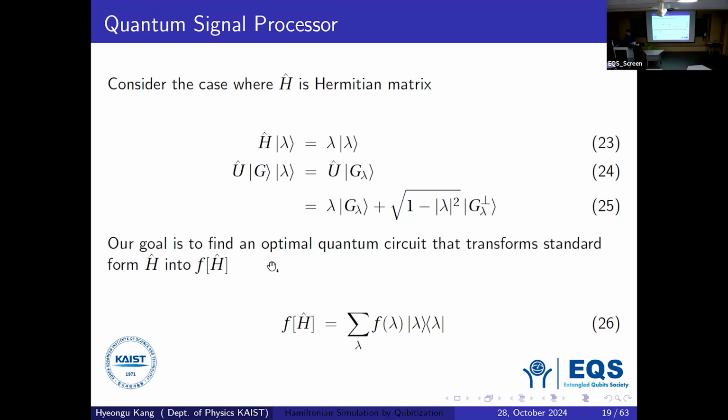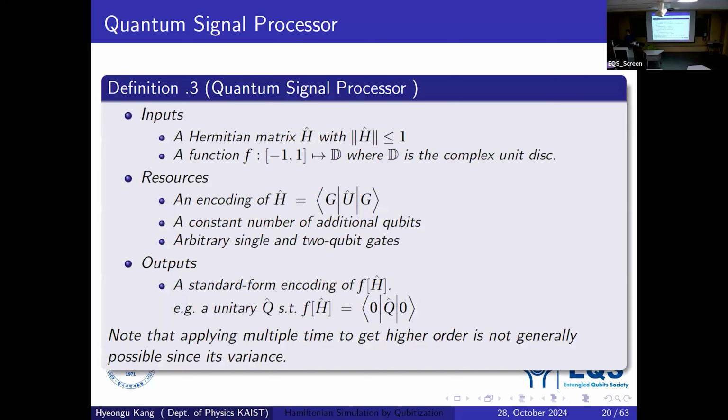And our goal is to find the optimal quantum circuit that transforms H written in the standard form into FH. So all we want to do is, if H is given in the standard form, we want to find FH. And the further contents talk about whether this is always possible, or how we can explicitly construct these things. So this is the definition.